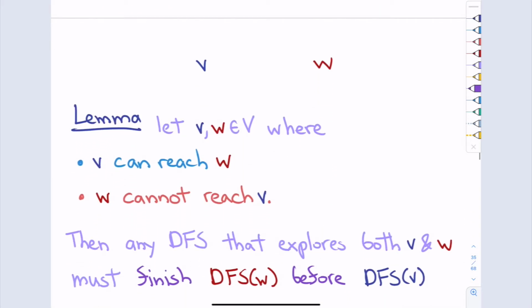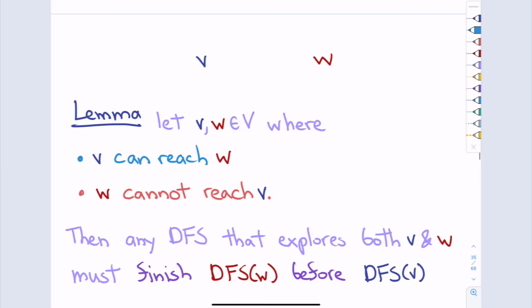Suppose I have two vertices where V can reach W, but W cannot reach V. Then any depth first search that visits V and W will always finish searching W before finishing searching V. That's the claim. So what's the idea?